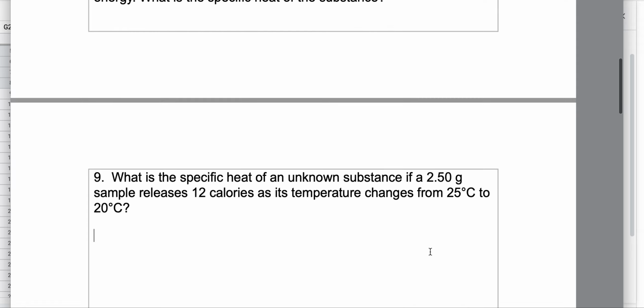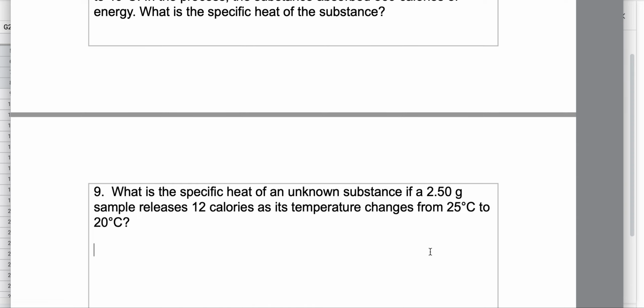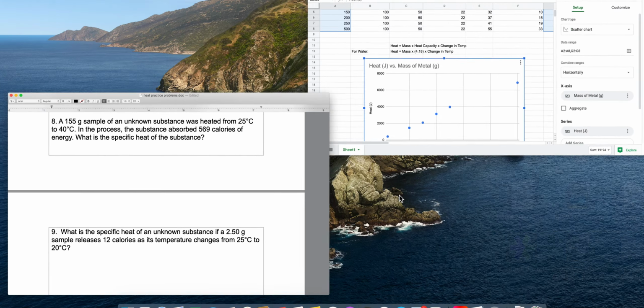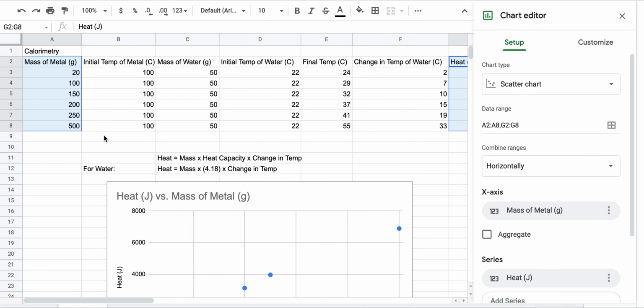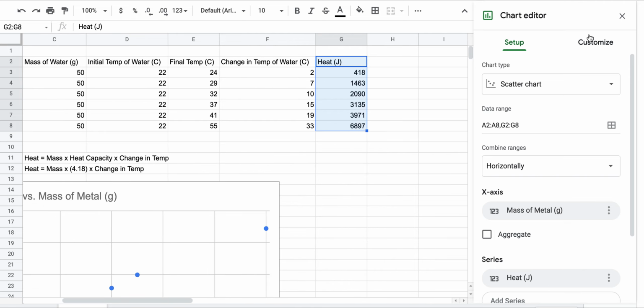Okay. All right. That should all be on a separate piece of paper, and you're going to turn that piece of paper in to me so I can check it. So you should have two things done today. We did our lab, realizing that increasing mass increases the amount of heat. Okay, we looked at that right there.